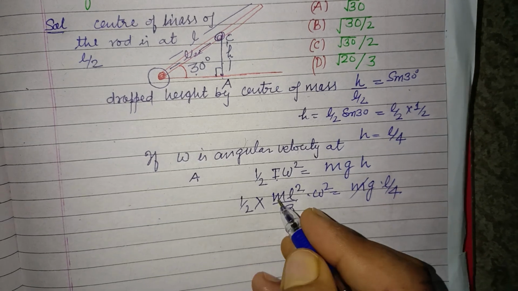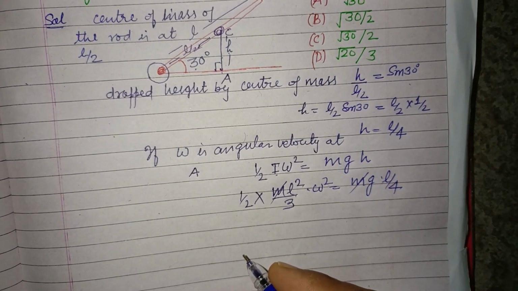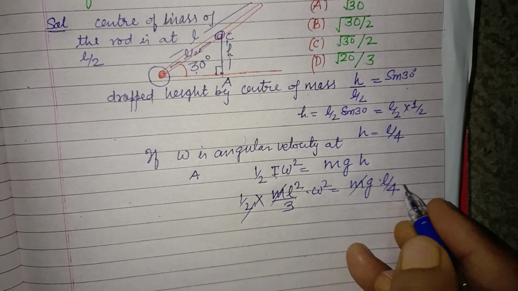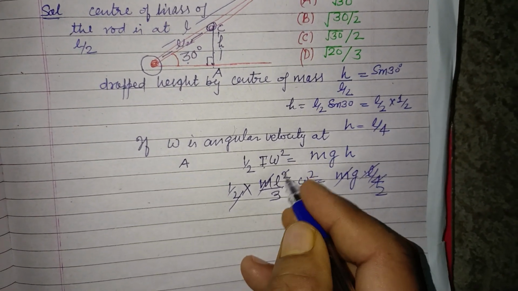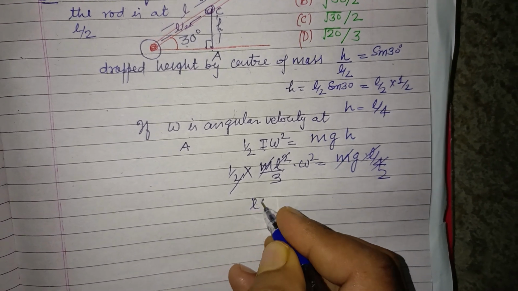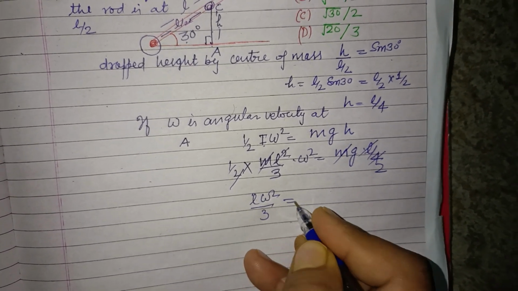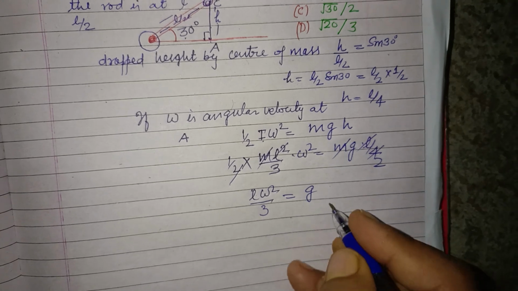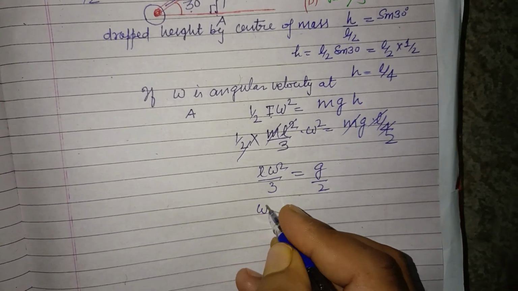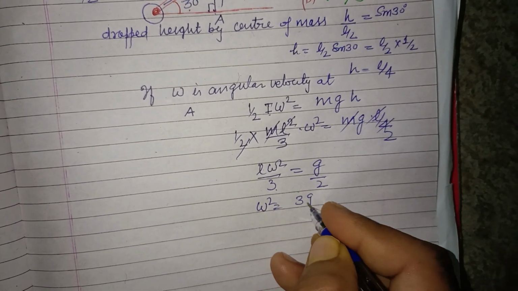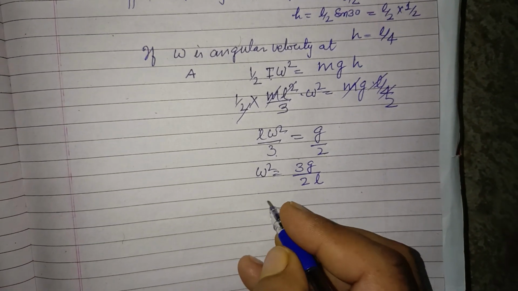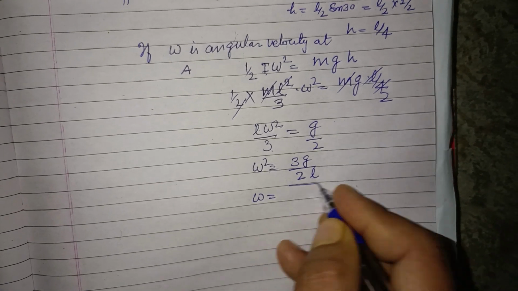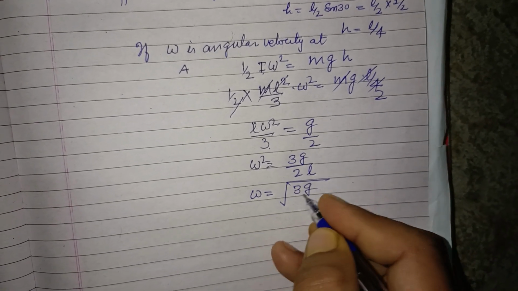So m cancels here, 2 into 3 is 6... wait, 2 2 is 4, L also divided by L. So L omega square by 3 equal to G upon 2. So omega square equal to 3G over 2L, and omega equal to under root 3G over 2L.